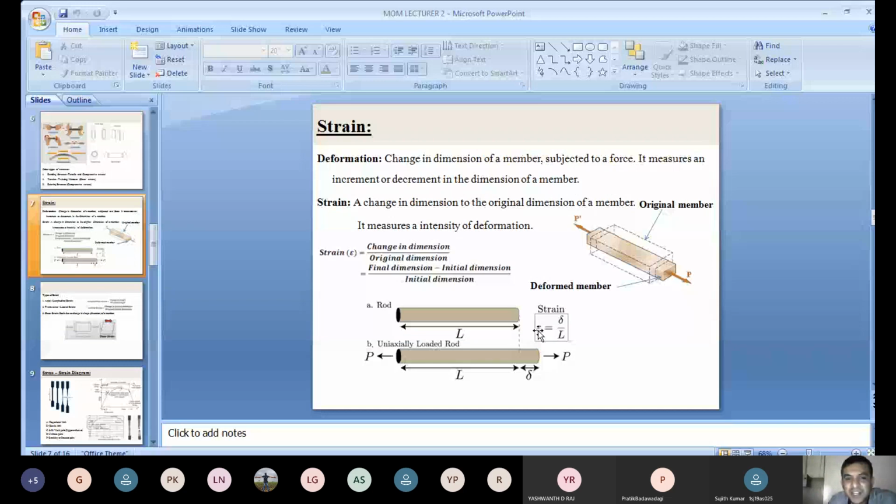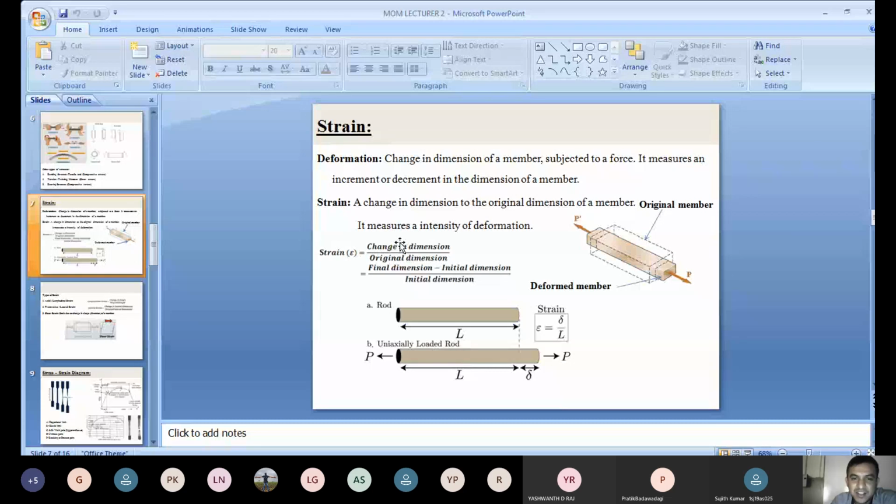How do you mathematically represent strain? Strain we can symbolically represent as epsilon. Normal stress we represent as sigma. Shear stress we represent as tau. Now normal strain is represented as epsilon, right? What is epsilon? What is strain here? It's the ratio of change in dimension to the original dimension.